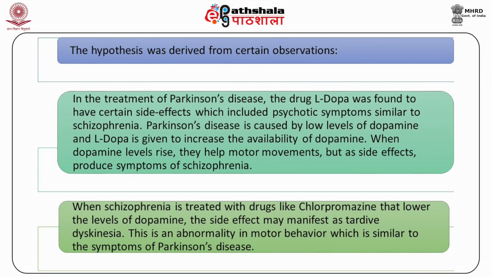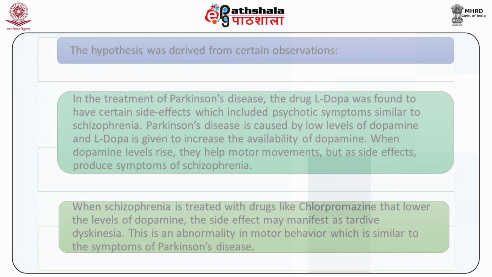C. In the treatment of Parkinson's disease, the drug L-Dopa was found to have certain side effects which included psychotic symptoms similar to schizophrenia. Parkinson's disease is caused by low levels of dopamine, and L-Dopa is given to increase the availability of dopamine. When dopamine levels rise, they help motor movements, but as side effects produce symptoms of schizophrenia. D. When schizophrenia is treated with drugs like chlorpromazine that lower the levels of dopamine, the side effect may manifest as tardive dyskinesia. This is an abnormality in the motor behavior which is similar to the symptom of Parkinson's disease.